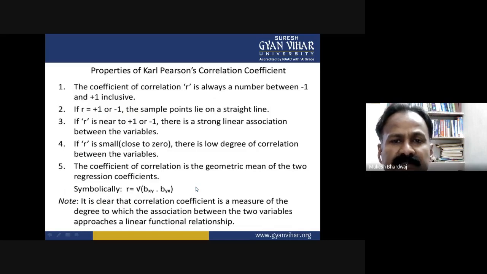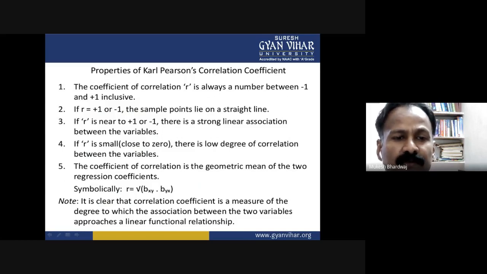Properties of Karl Pearson's correlation coefficient. The coefficient of correlation r is always a number between -1 and +1, including -1 and +1. If r equals +1 or -1, the sample points lie on a straight line. If r is near +1 or -1, there is a strong linear association between the variables. If r is small, close to 0, there is a low degree of correlation between the variables.